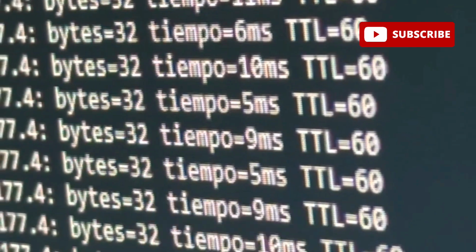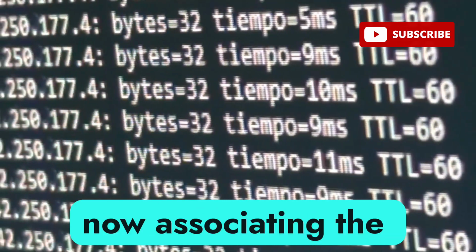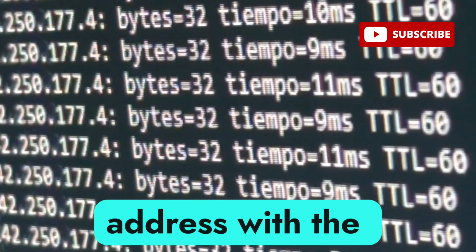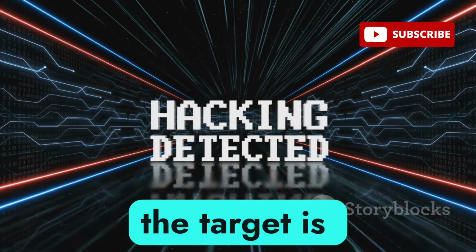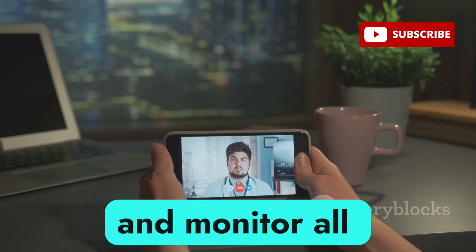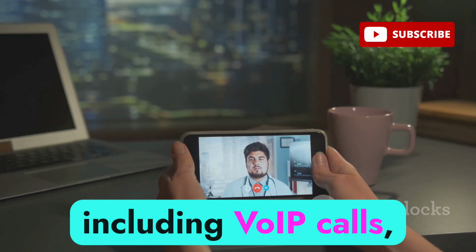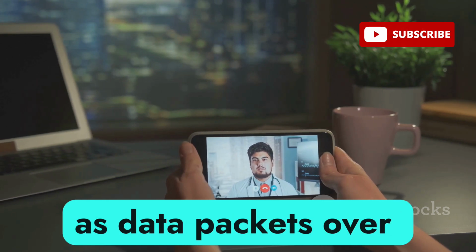Unaware of the deception, other devices on the network update their ARP tables with the false information, now associating the hacker's MAC address with the target's IP address. Consequently, any data intended for the target is mistakenly sent to the hacker instead. The attacker can now intercept and monitor all network traffic flowing between the target device and the router, including VoIP calls, which are transmitted as data packets over the network.